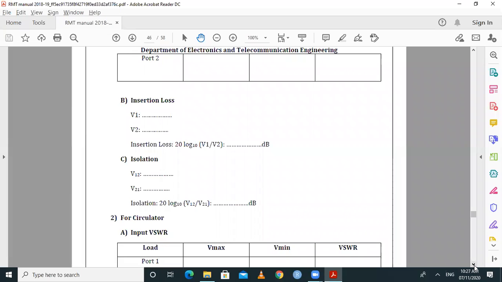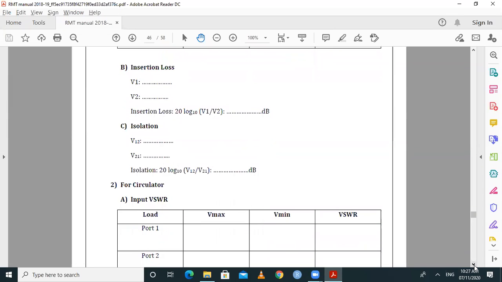For finding V21, we have to connect the isolator in the reverse direction, and ideally the value of V21 is equal to 0, but in practice a certain leakage of the waveform may be possible from an isolator due to physical conditions. So you get a millivolt output for V21. Isolation is again measured in decibels.